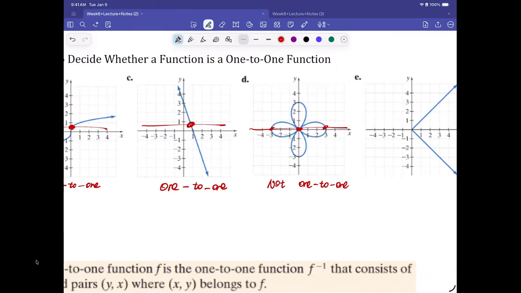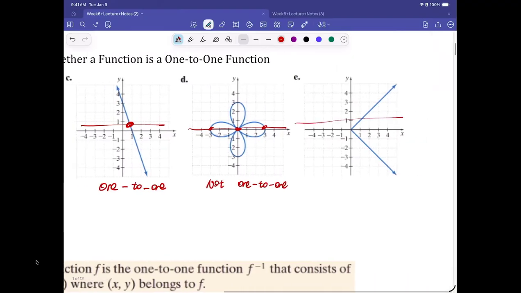What about letter E? 1-to-1, right? Because it touches only one time.